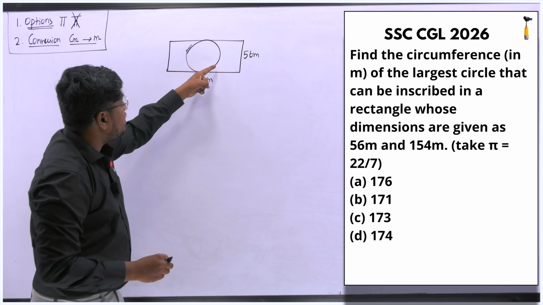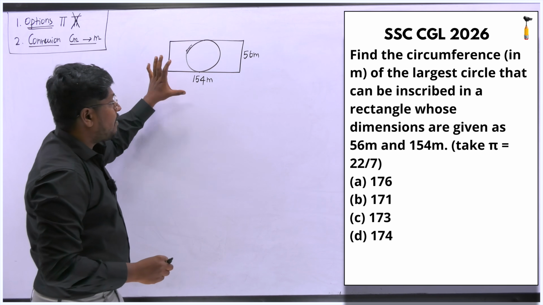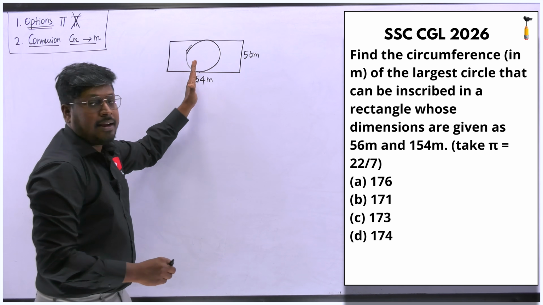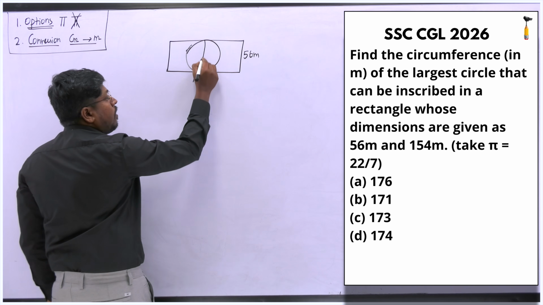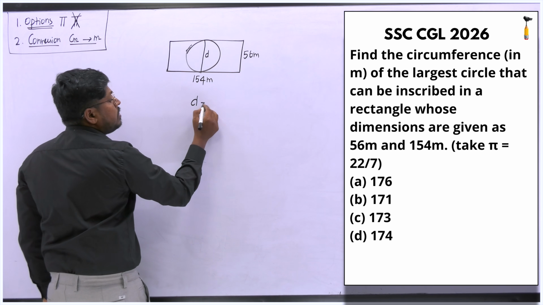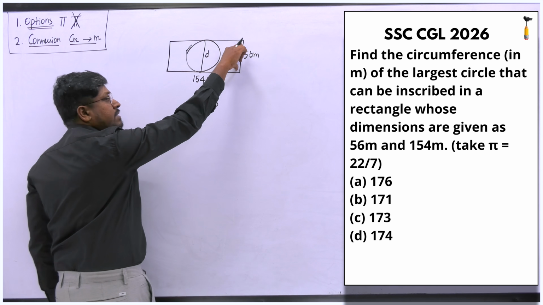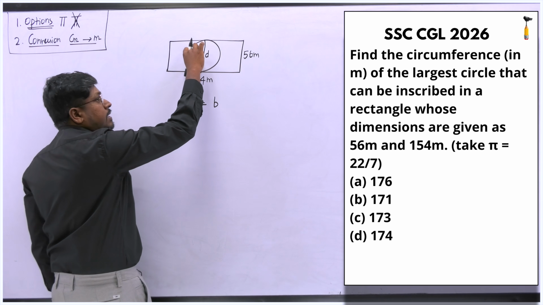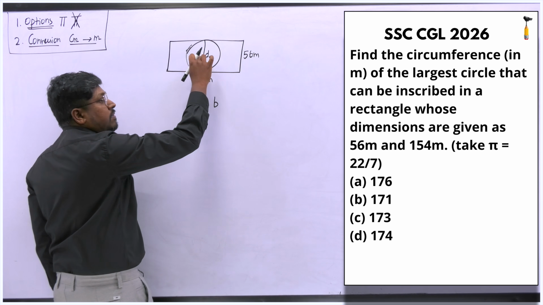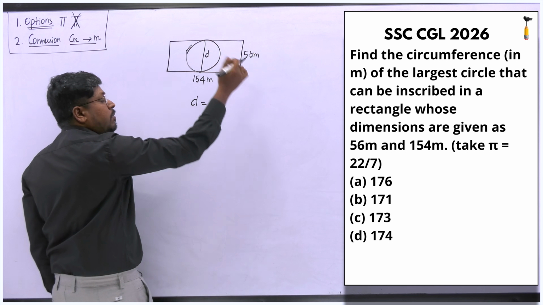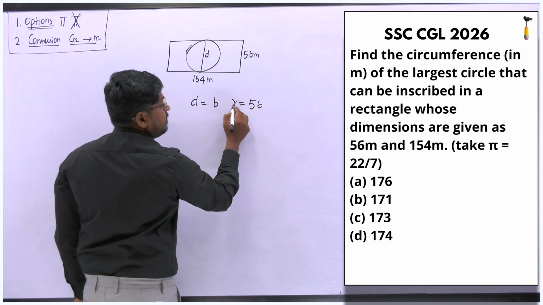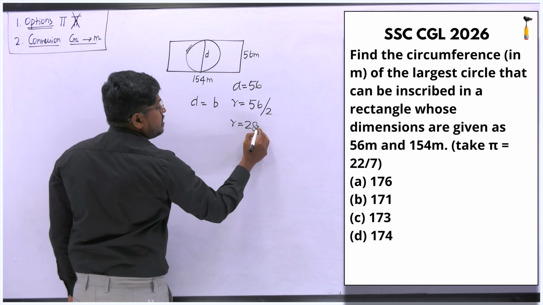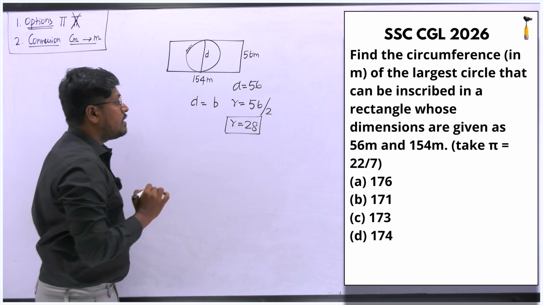Just now, at the start of the video, I told this part also. If we draw a circle inside a rectangle, always remember that the diameter of the circle will be equal to the breadth of the rectangle. The breadth of the rectangle is 56, so this 56 will act as the diameter of the circle. If the diameter is 56, then the radius will be 56 by 2, which equals 28. So now we have the radius of the circle, 28.